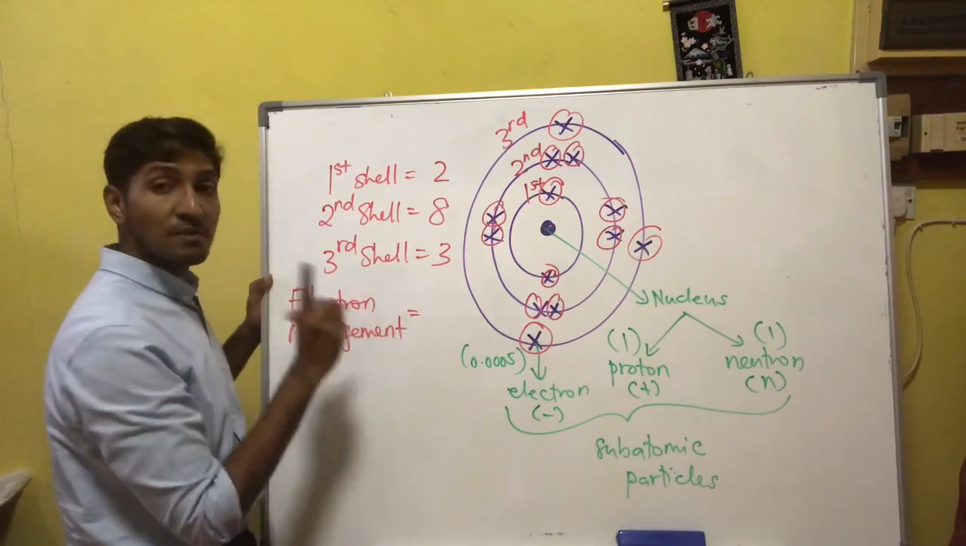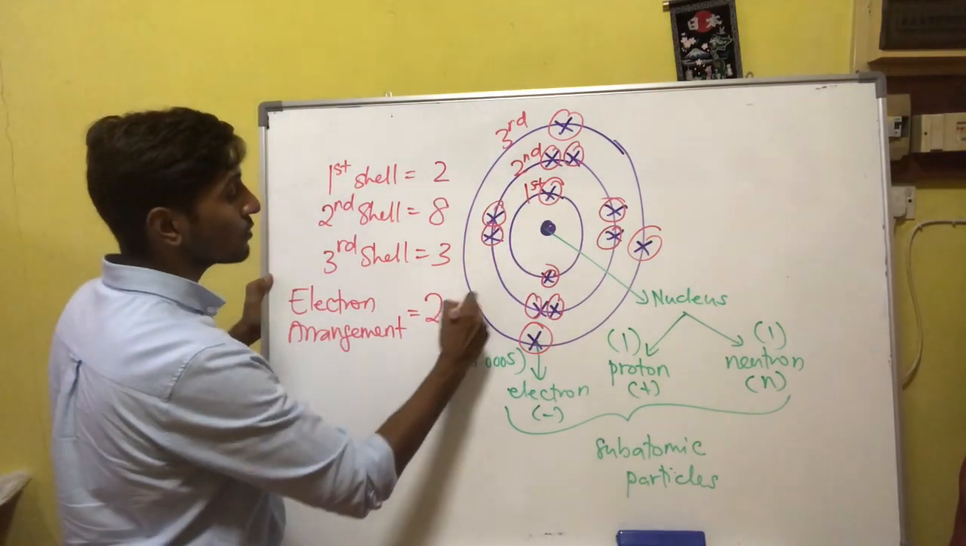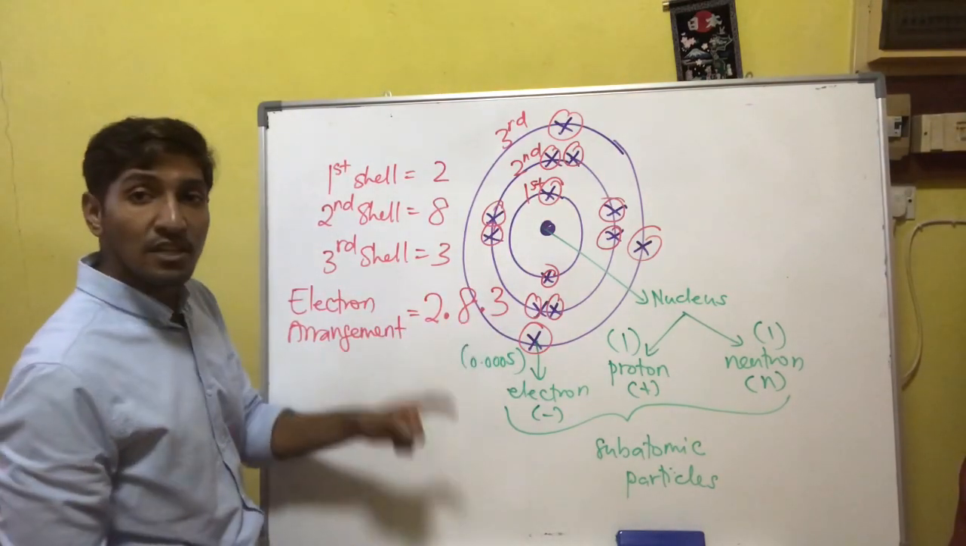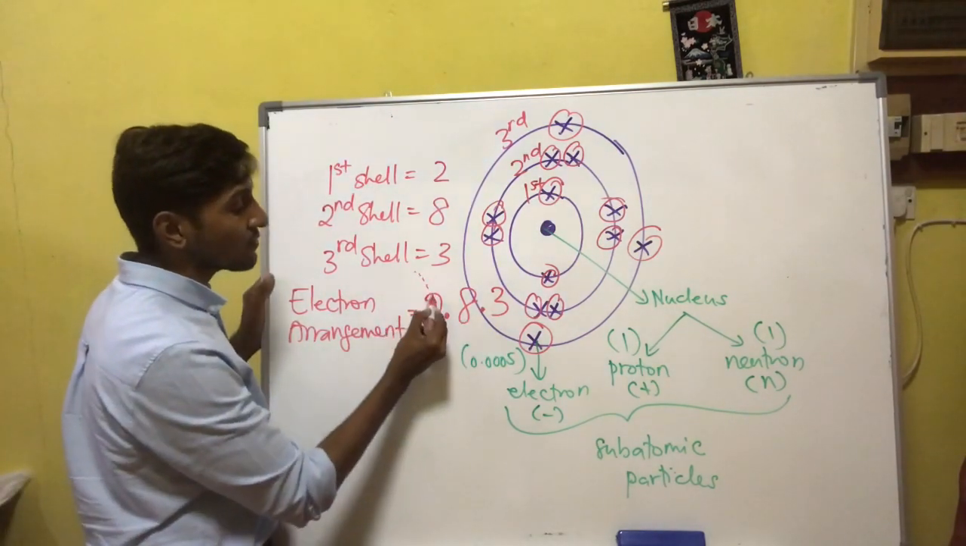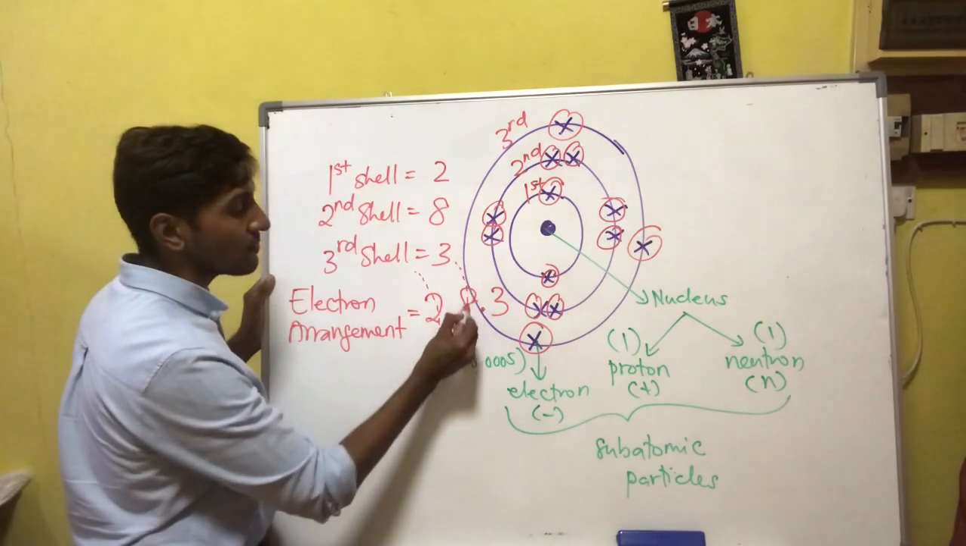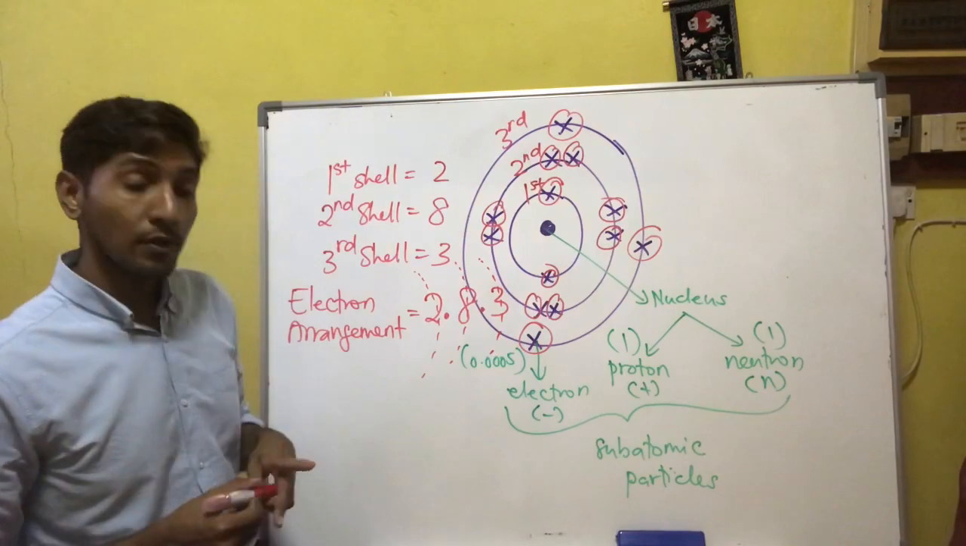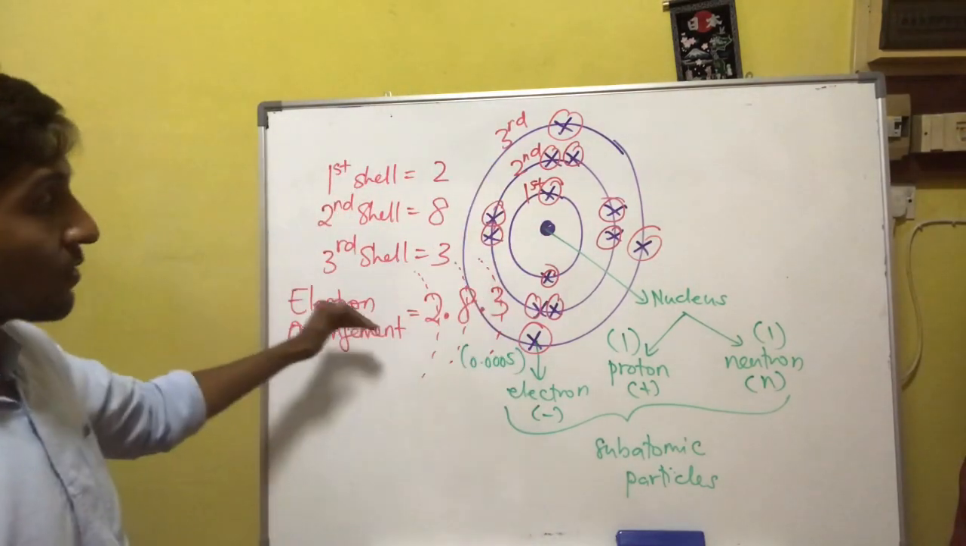Therefore, when we are requested to write the electron arrangement, the electron arrangement would be 2.8.3. Why do we put a dot? That is to signify the 2 is from the first shell, the 8 is from the second shell, and the 3 is from the third shell. Okay? So this is how we describe it.